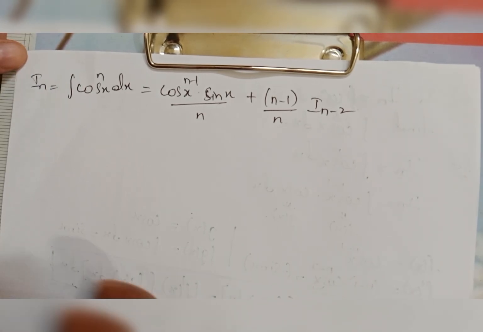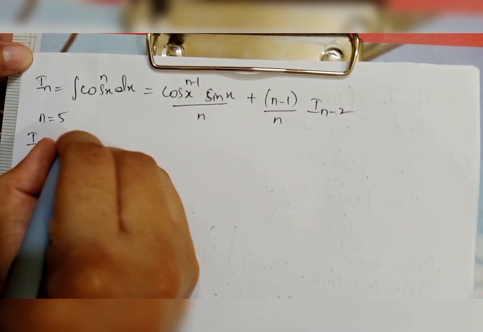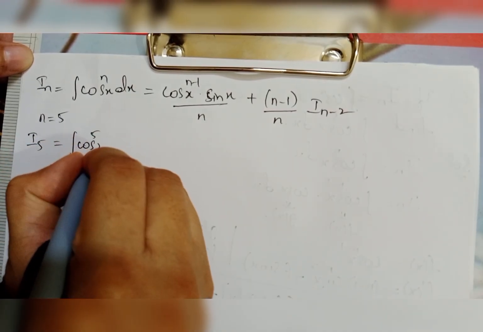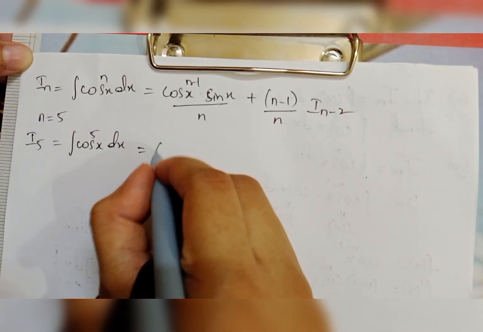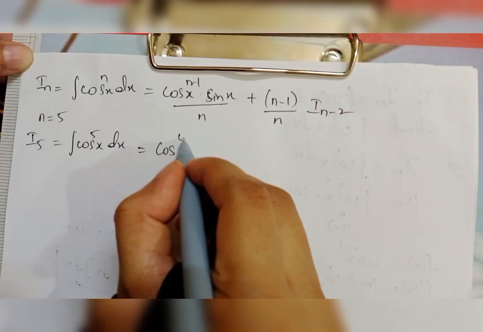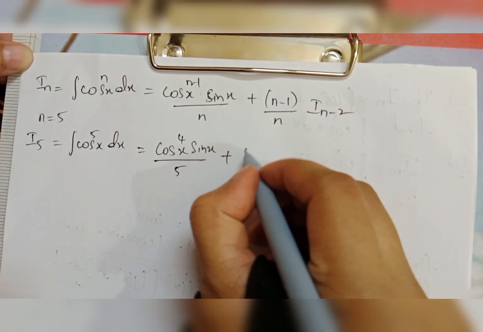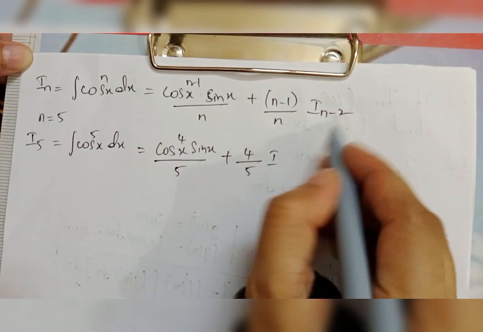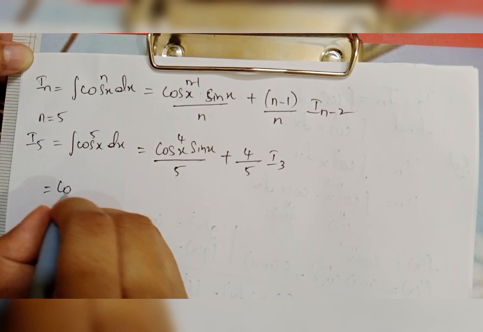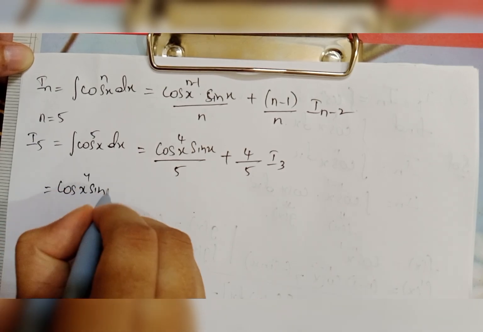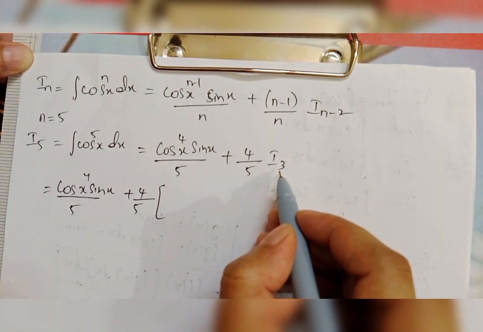In the question n value is given as 5. So we will substitute here. So it is I5 is equal to integral cos x power 5 dx. Now substitute n value as 5. So we'll get here cos x power 5 minus 1 is 4 into sin x by 5 plus 5 minus 1 is 4 by 5, I5 minus 2 is 3. Okay, now again it can be written as the same by 5 plus 4 by 5 into I3 we have to solve, right?